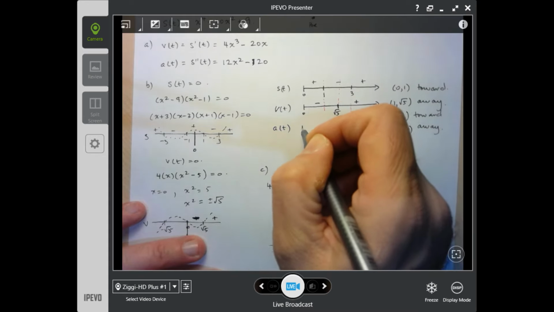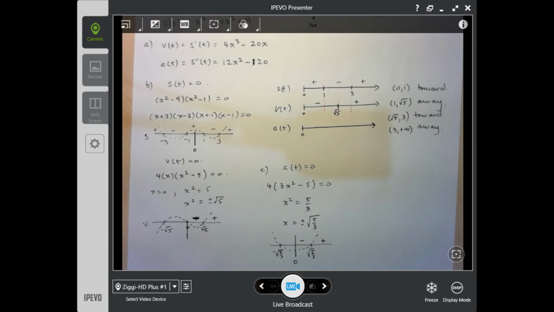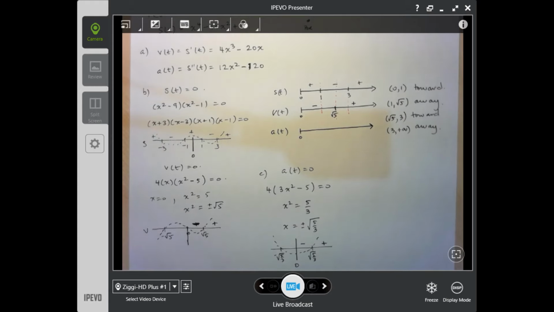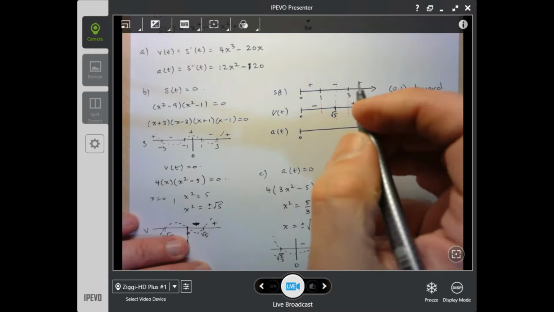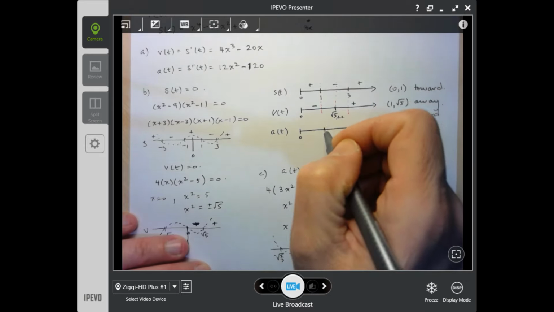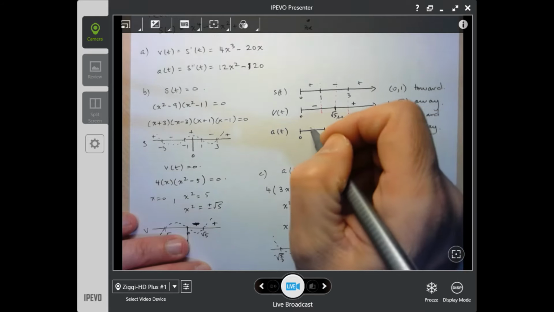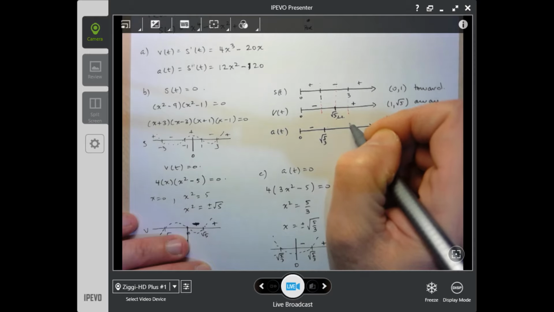my acceleration function. Okay, so I'll just take a look here at what root 5 over 3 is equal to approximately. So 5, oops, made a mistake, 5 divided by 3. All right, so that's about 1.3. Okay, so remember this was about 2.2, so 1.3 would be somewhere here. So this is root 5 over 3. And we said that it was negative on this side and positive on that side.